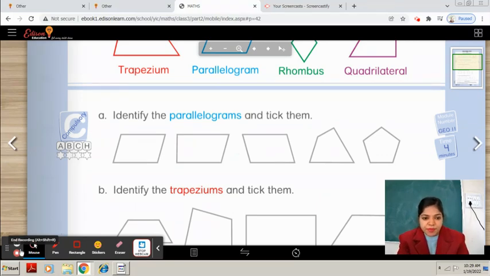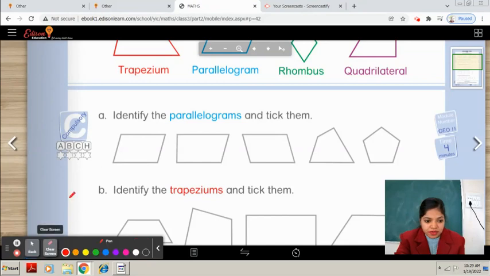So students, in part A we have to identify the parallelograms and tick them, right? Now what are the properties of parallelogram? That opposite sides are parallel. Opposite sides are parallel, right? And you can see the first figure, see, this line is parallel to this line, right? And this line is parallel to this line. So this is a parallelogram. So we will tick on it, right?